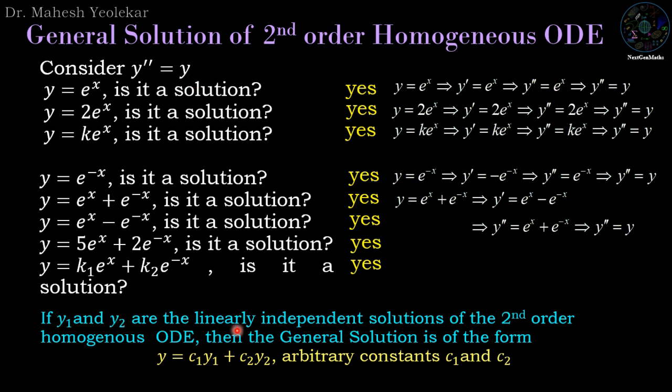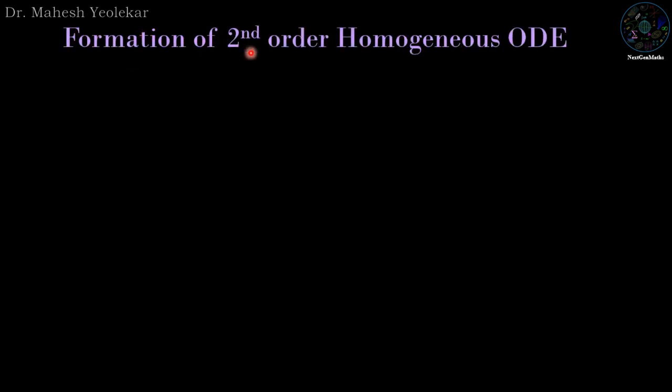So we have one theorem. If y1 and y2 are linearly independent solutions of a second order homogeneous differential equation, then the general solution is of the form y equal to c1 y1 plus c2 y2, where c1 and c2 are arbitrary constants. So if y1 and y2 are solutions, then all linear combinations of y1 and y2 will also be solutions of the differential equation.